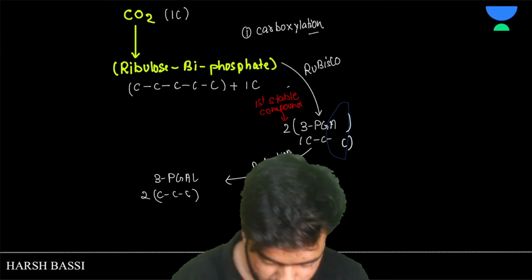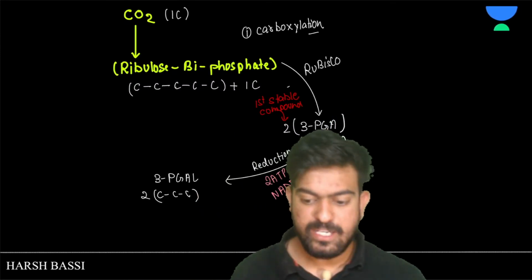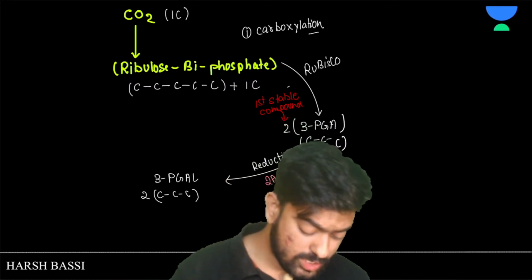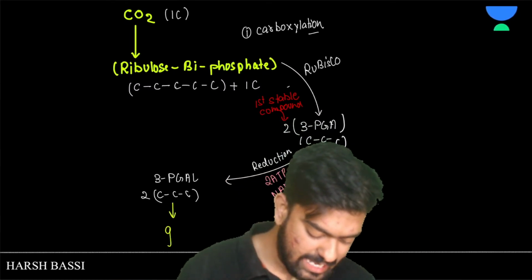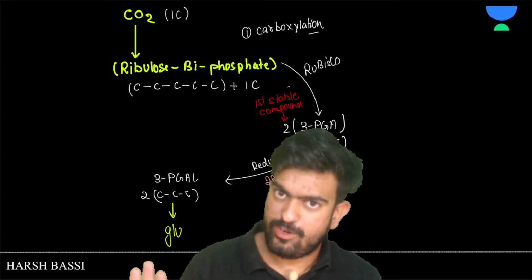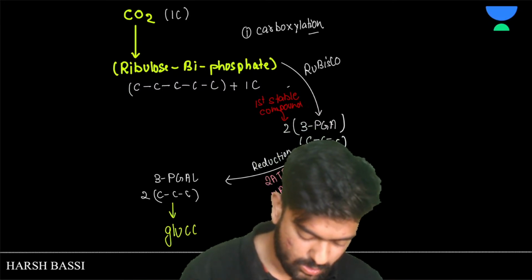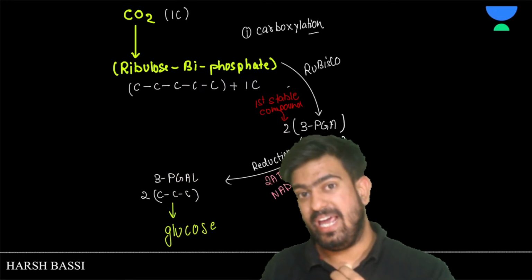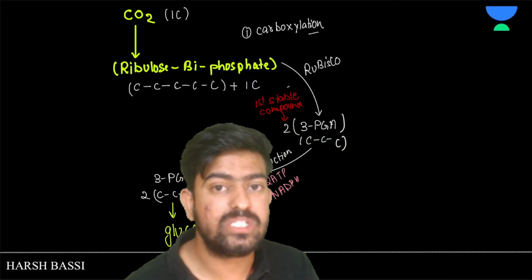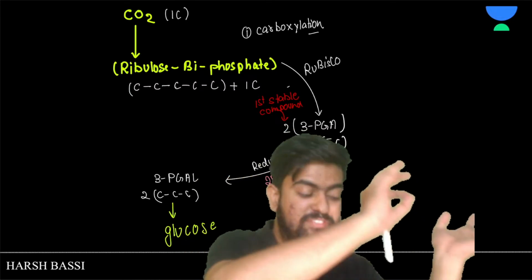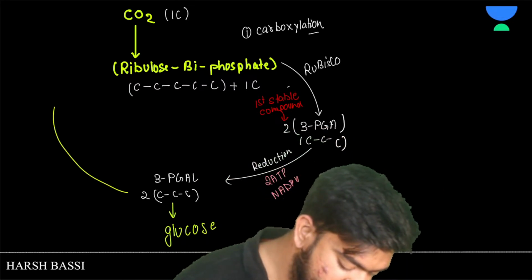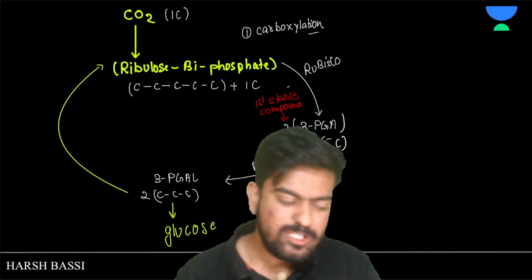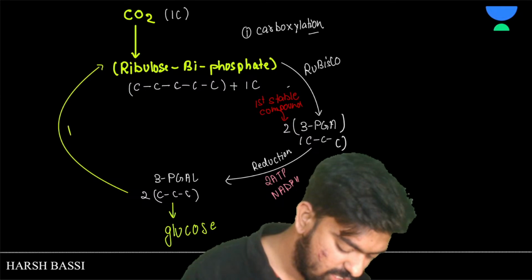Yes, come on. So this 3-PGAL is very confident, very arrogant, very special. Why? Because it is going to make the glucose. Again, how, when, where? We will not discuss it right now. Glucose. Now, sir, after making the glucose, this 3-PGAL will again convert into what? It is going to convert into RuBP again. And this process is known as regeneration.